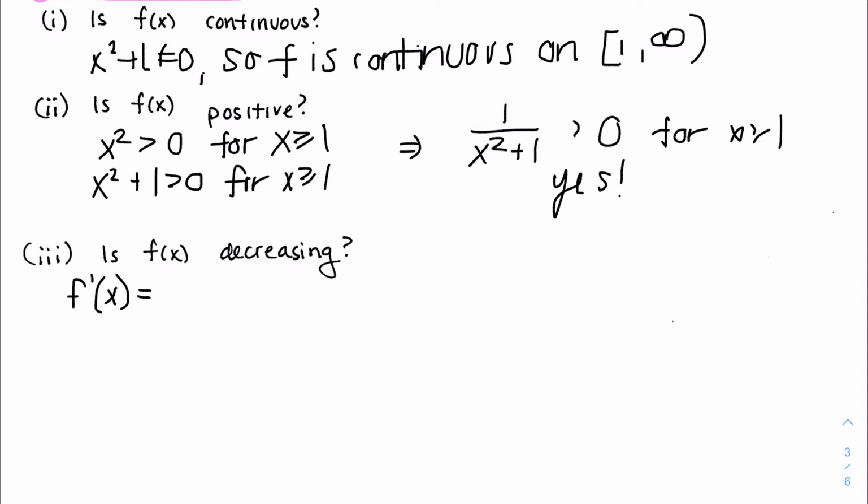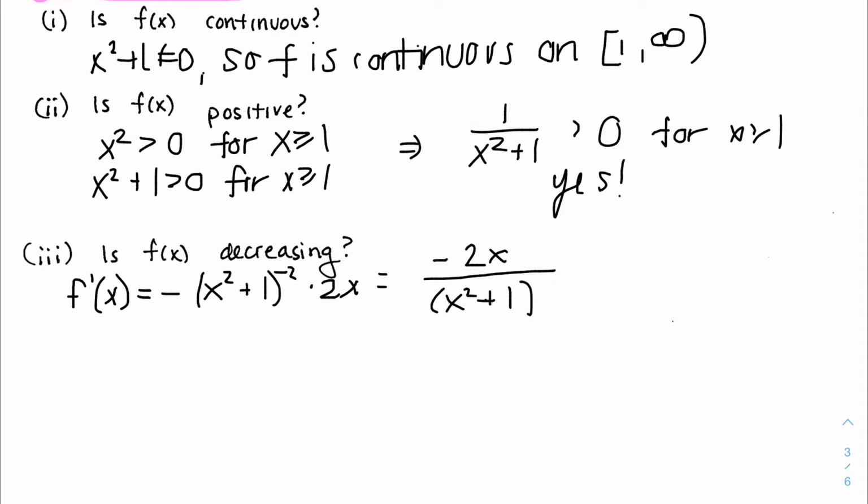So it's 1 over x squared plus 1. That's just applying your power rule. So you get a negative 1 down. You get x squared plus 1 to the negative 2. And then chain rule, you get a negative 2x that pops out. So our derivative is negative 2x divided by x squared plus 1 squared.